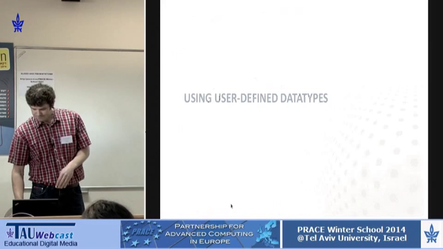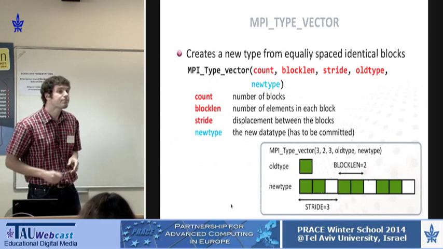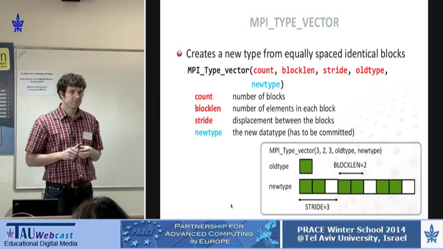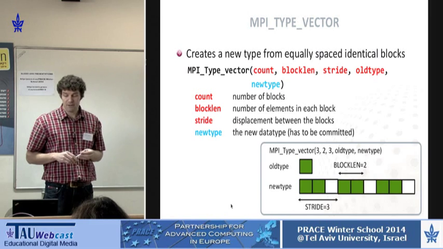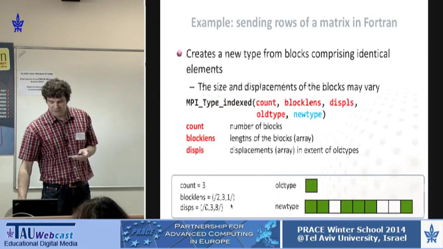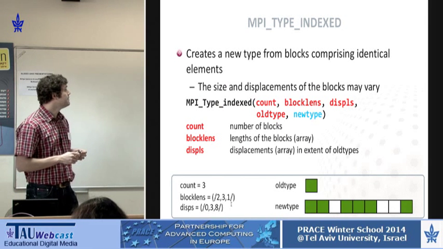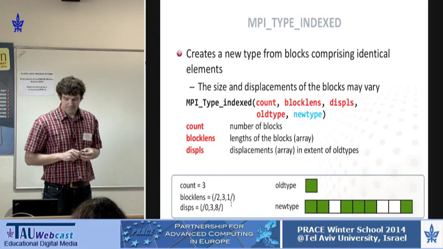Okay. So that was type vector, the simplest non-trivial MPI data type. Let's look at the next one, which is a bit more complex, and that's now MPI type indexed.